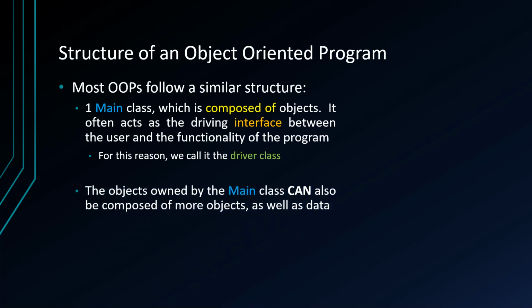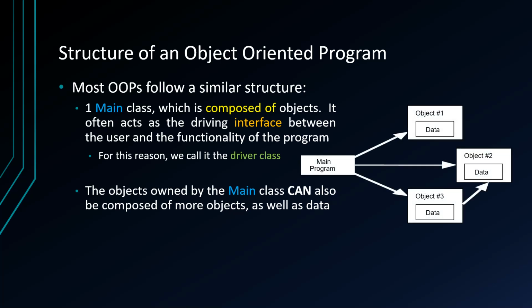So the first thing is the driver class. The next thing are the objects that are owned by the main class itself, which can also be composed of more objects. We saw a couple of examples the other day. For example, you might have a car object. Maybe the driver class is a vehicle rental company, and it has a whole bunch of vehicles, so it has a list of cars. Each car, though, is composed of other objects, like wheels, for example, so it maintains its own list of wheels. You might have a scenario like this, where the main program owns object 1, 2, and 3, but object 3 also has a connection to object 2.